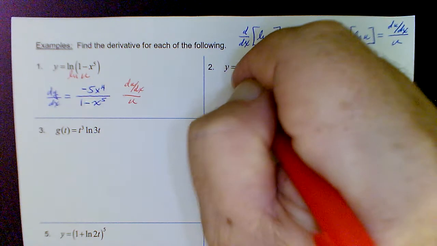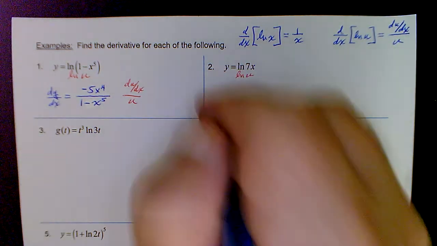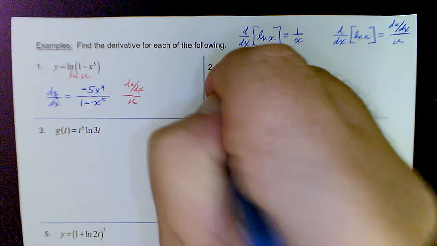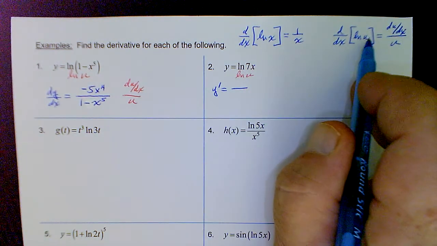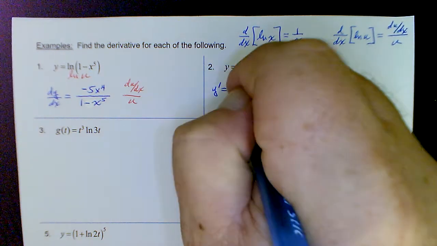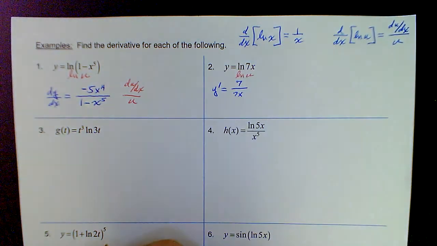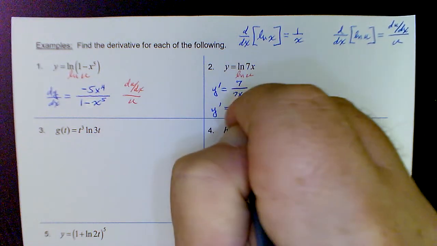So I'm going to treat this initially as just natural log of u. And so I'm going to be lazy here, say y prime, using the natural log of u formula once again, u in the denominator, 7x, and its derivative, 7, in the numerator. And you can see that would simplify to 1 over x.